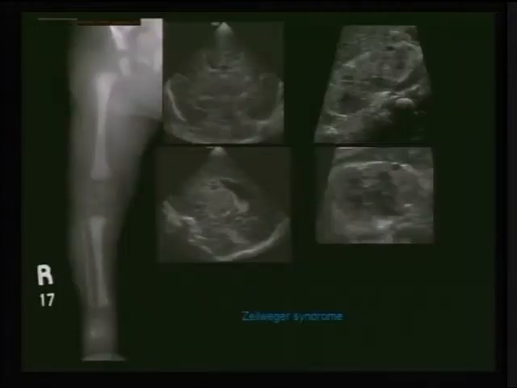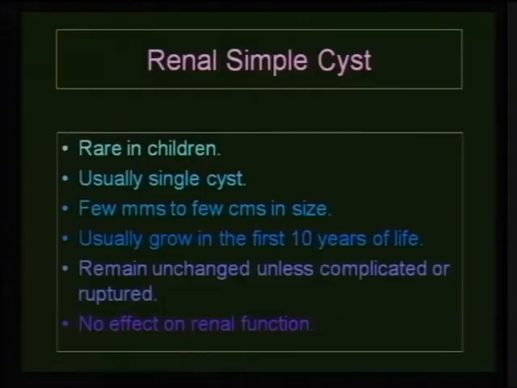This picture, you have seen it before, and there are multiple small cysts of a few millimeters associated with cysts in the brain, associated with scimitar-like calcification in the patella, and this is typical of Zellweger syndrome.